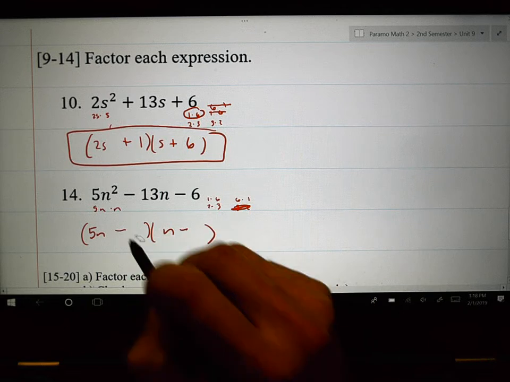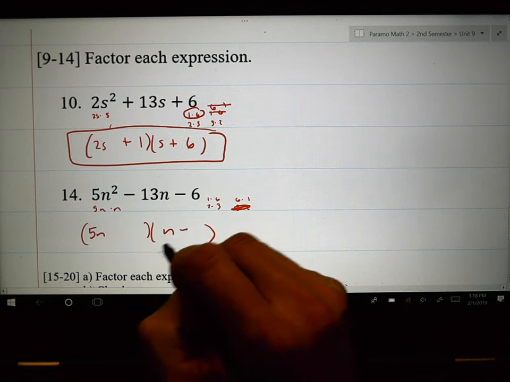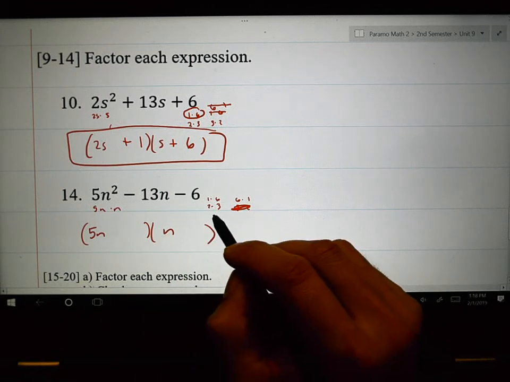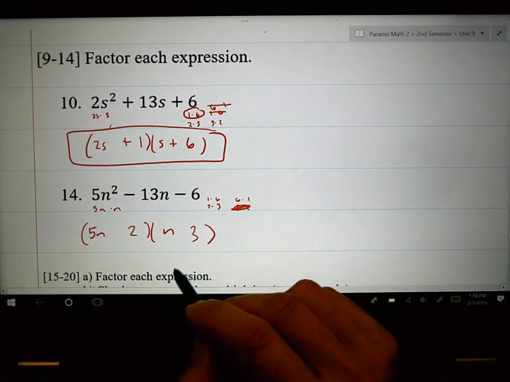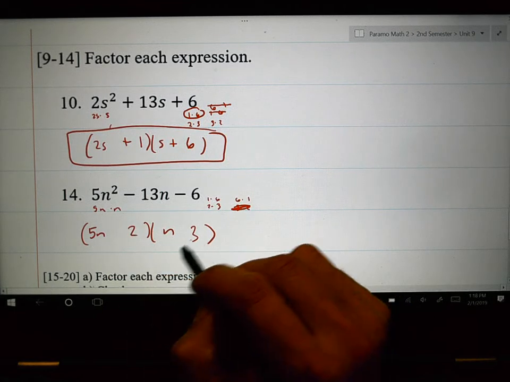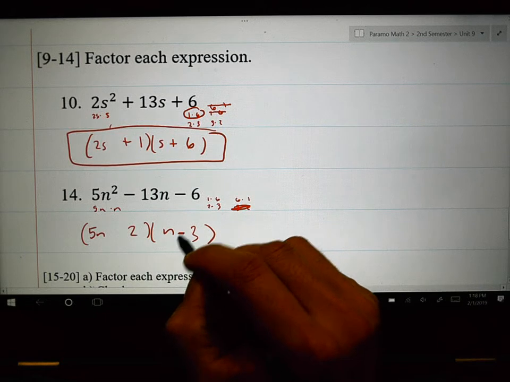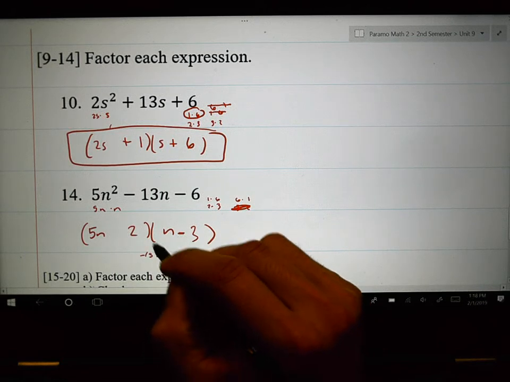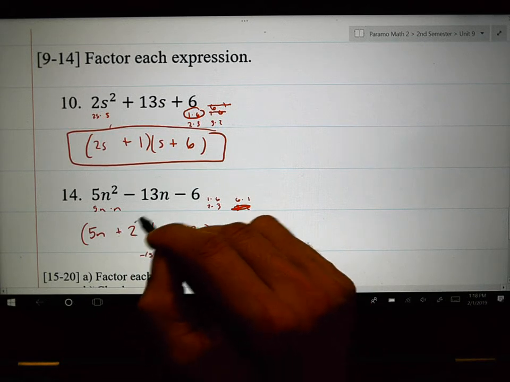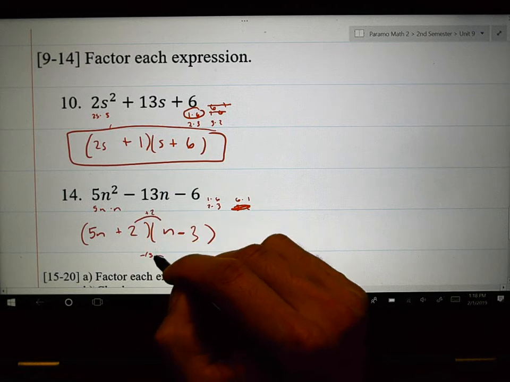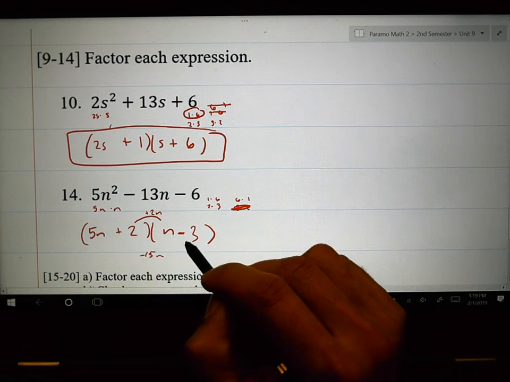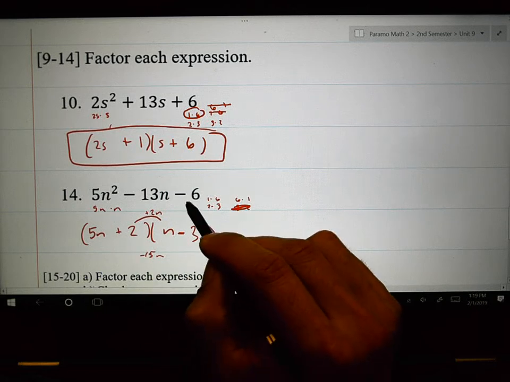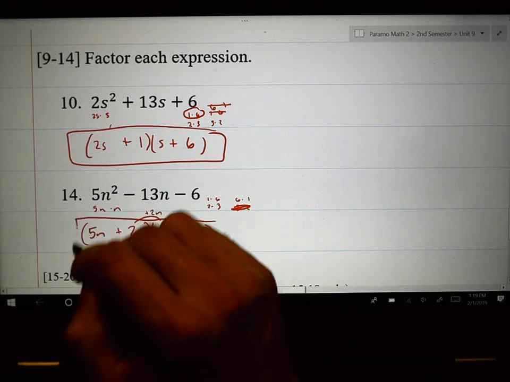You should try something else. So what if I put the 3 there and the 2 there? What if we just switch those 2 things? What if I got negative 15n and I had a positive 2n? Would that add to be negative 13? And does the positive 2 times a negative 3 equal a negative 6? Oh, see? Now it works.